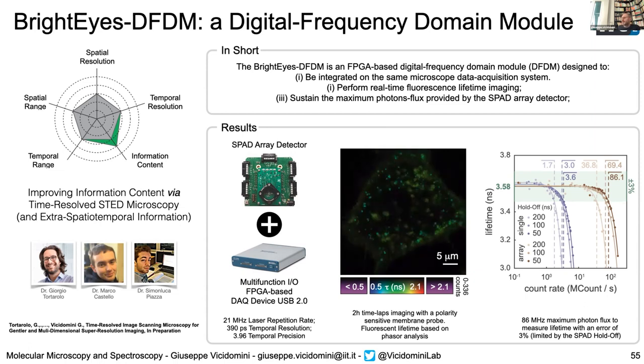So we decided to also implement a second architecture based on the digital frequency domain approach. I don't have time to explain the details, but the major difference with the time tagging approach is that now you just record the histogram of the photon arrival times, and you do not record the information at the single photon level. This is clearly a disadvantage for many other applications, but in the case of fluorescence lifetime imaging, this information is enough to get a map of your lifetime.